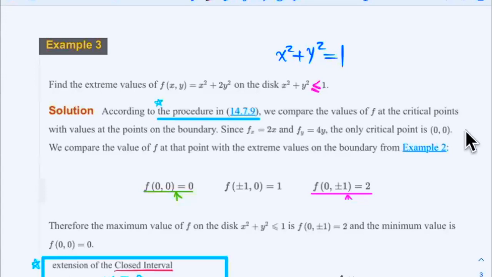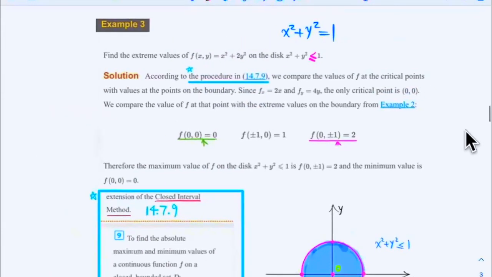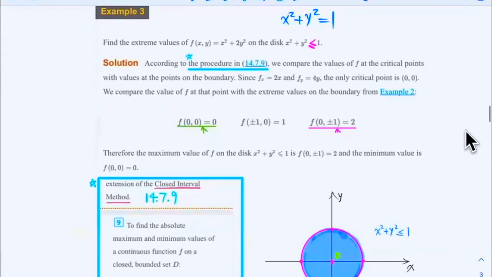So what's the difference? When it's equal to 1, it's just a circle, the pink circle over here. When this is less than or equal to 1, it is the pink circle and also includes the interior of the circle. Last time we found the extreme values on the circle, the pink one. But now if we include the interior, we want to see what the extreme values will be.